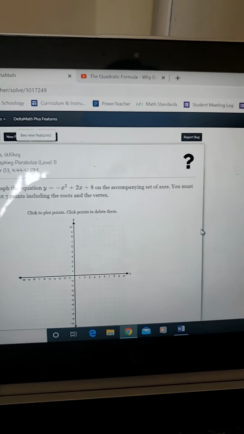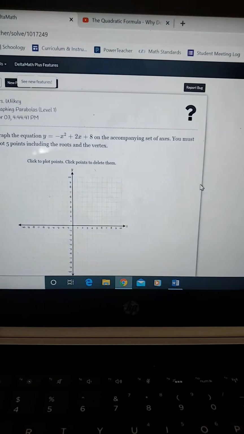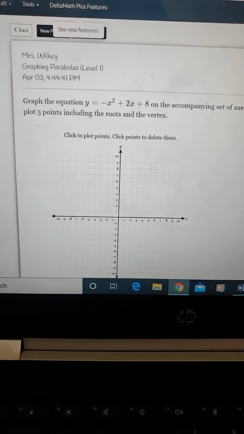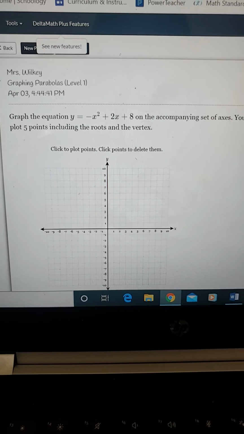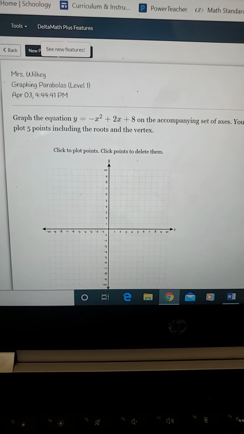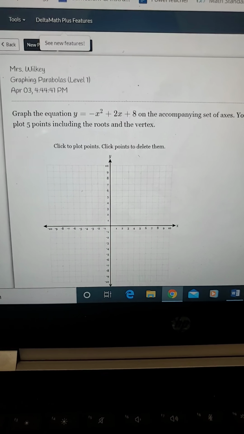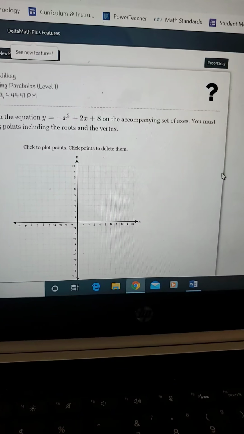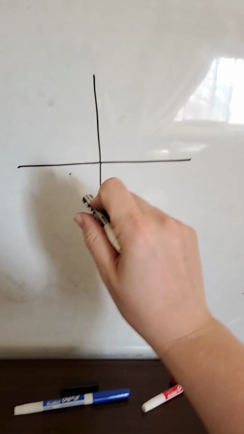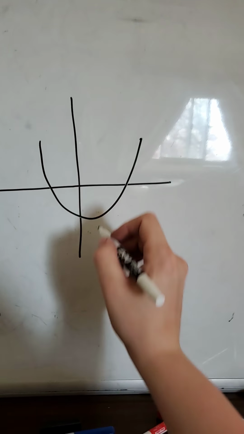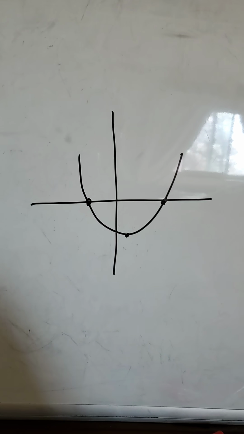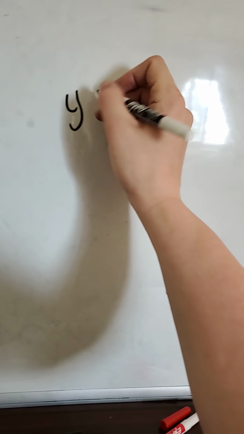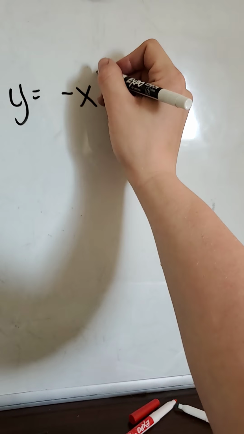they want you to graph, I believe, 5 points, and it says including the roots and the vertex. Now, the roots are where it crosses the x-axis, and the vertex is the max or min point of the parabola. So for instance, say I have a parabola that looks like this. This would be my vertex, and these would be my roots. Now, how do we find the roots of the function it gives us?